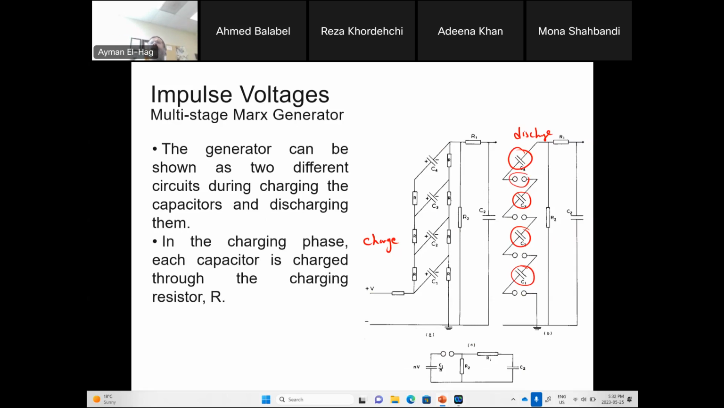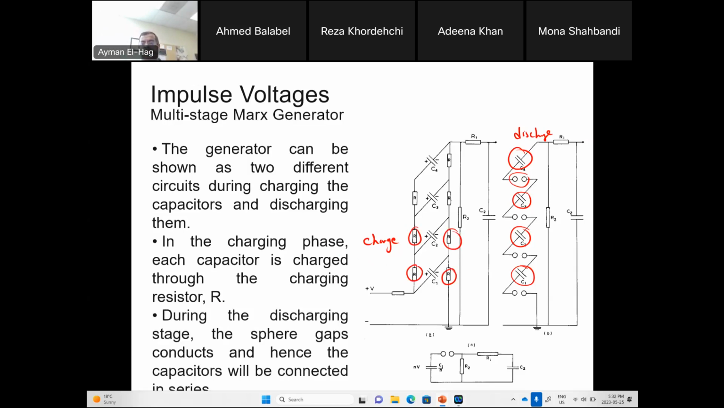Now, why do we use air gaps? Air gaps because they are very, very fast. You want the switch to close in a very, very fast way. There's no switch in power electronics faster than a breakdown of air. So that is the whole idea why we use this. Now, in the charging stage, we charge across R. Those are the resistors R, to have a sort of balanced voltages. Now, the discharging happens through R1 and R2.